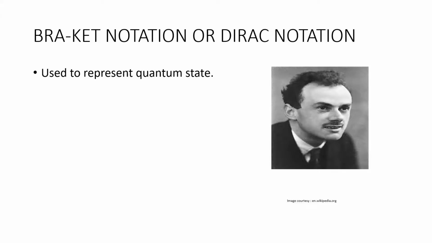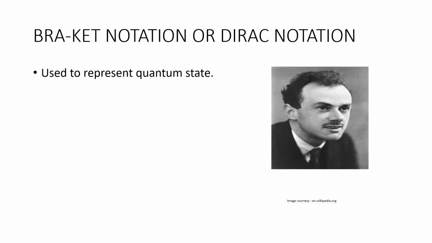Dhanesh here. In this video, I am going to discuss bracket notation or Dirac notation. It is one of the most important concepts in quantum mechanics and quantum computing. Bracket notation is a standard notation for describing quantum states in the theory of quantum mechanics, composed of angle brackets and vertical bars. It was introduced by Paul Dirac.